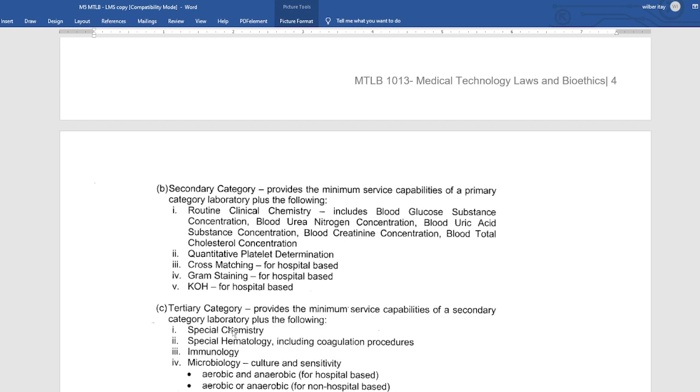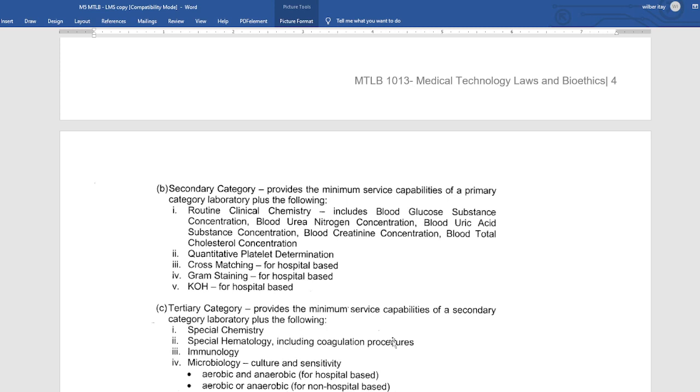Okay, on the other hand, a tertiary category provides the minimum service capabilities of a secondary laboratory plus the following. It can offer special chemistry, special hematology, including coagulation procedures. Ano yung mga coagulation procedures? Prothrombin time and activated partial thromboplastin time, PT at saka si APTT. Okay, so those are coagulation procedures.